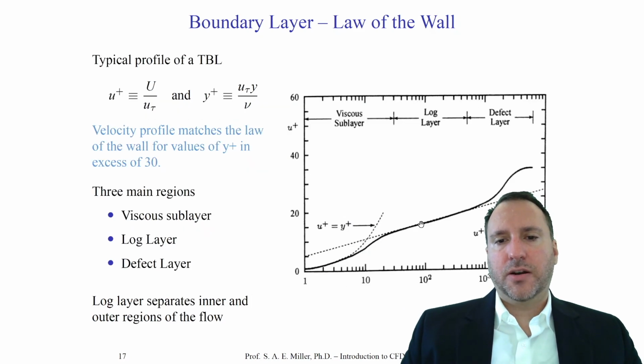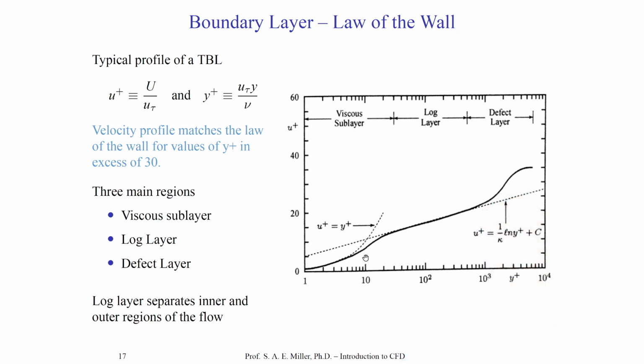That's what's shown here in this region where my cursor is moving, between, say, in this case, y plus of 10 and 1,000. This is what we call the log layer, and refers to, of course, the law of the wall, because it's a log layer region.